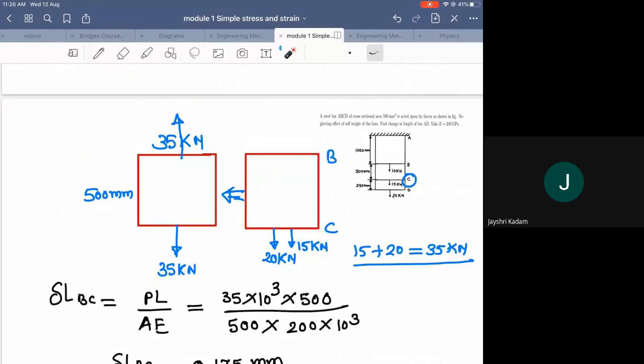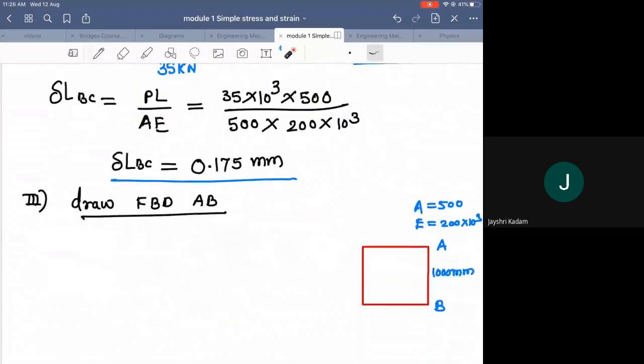So in this diagram, at point B, which force is acting? At point B, a 35 kilonewton tensile force is acting. So I will transfer the same amount of force without thinking much. I will show the same force here: 35 kilonewton tensile force, acting away from the body. Okay, this part is over.